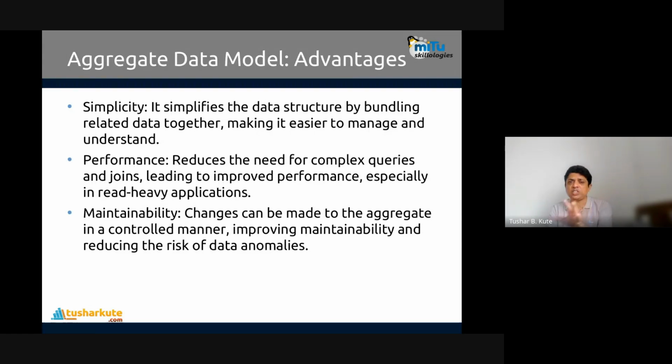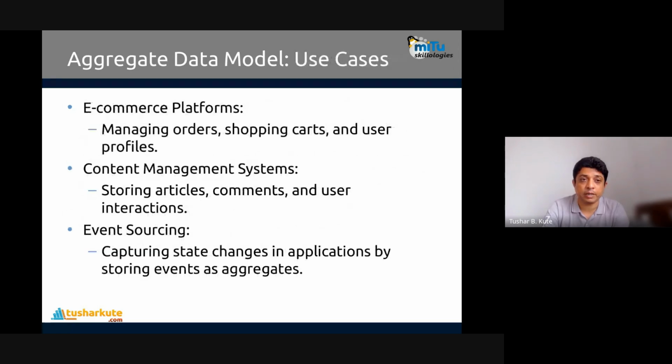And third, maintainability. It is easy to maintain. Changes can be made to the aggregate in a controlled manner, improving maintainability and reducing the risk of data anomalies. Just remember it. So these are the advantages of using the aggregate data model.